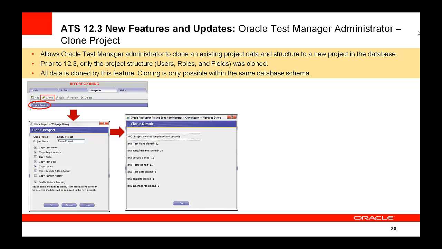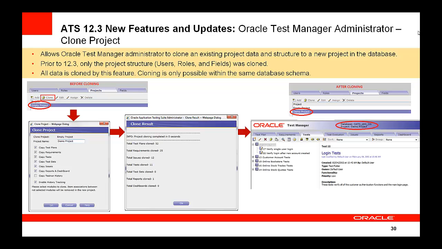After cloning is completed, a confirmation window will appear and report the number of entities being cloned. The newly cloned project will appear in the project list, and user will see the clone data in the new project. Currently, all data can be cloned by this feature, and cloning is only possible within the same database schema. So let's go ahead and take a quick look at the Clone Project feature.